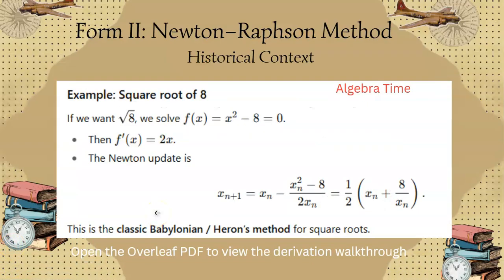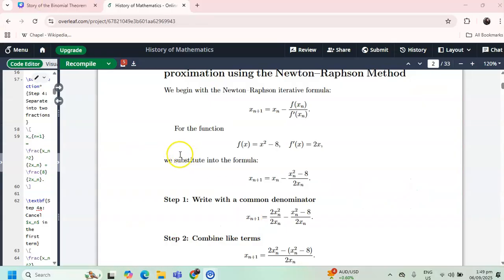Again, please take some time to work through this derivation at your own pace. But I will give a glimpse of the derivation of the Babylonian square root approximation based on the Newton-Raphson method for a deeper appreciation. Alright, so shall we? We begin with the Newton-Raphson iterative formula. For our function, we have x squared minus 8 because we are going to get the square root of 8, and the first derivative of this function is equal to 2x.